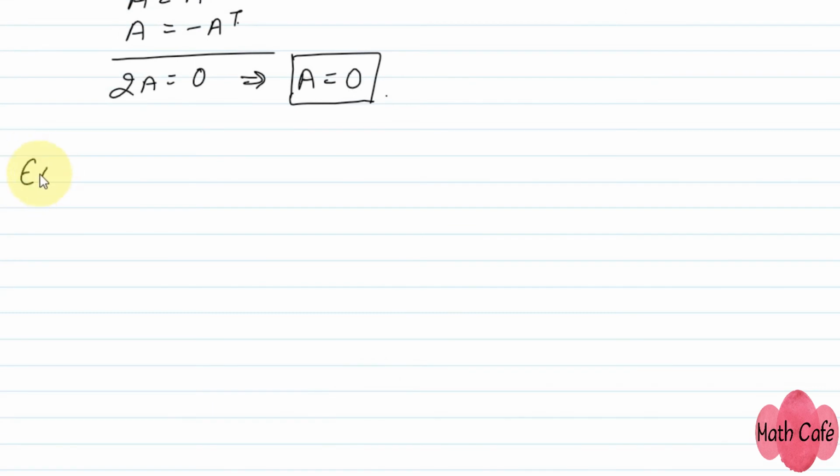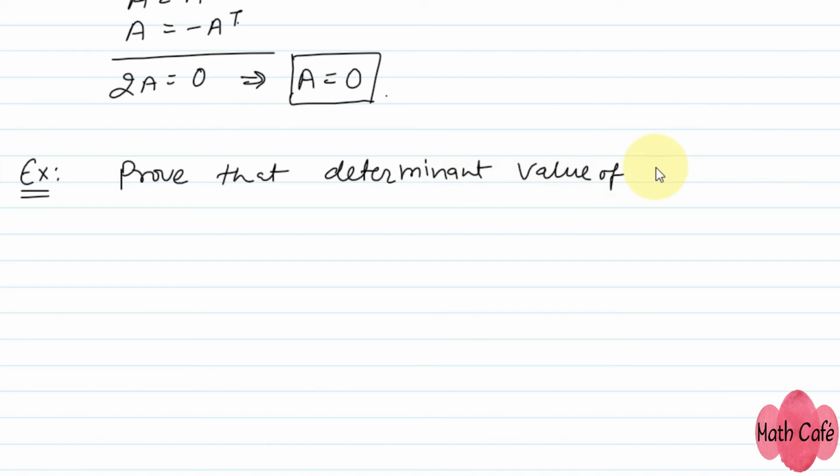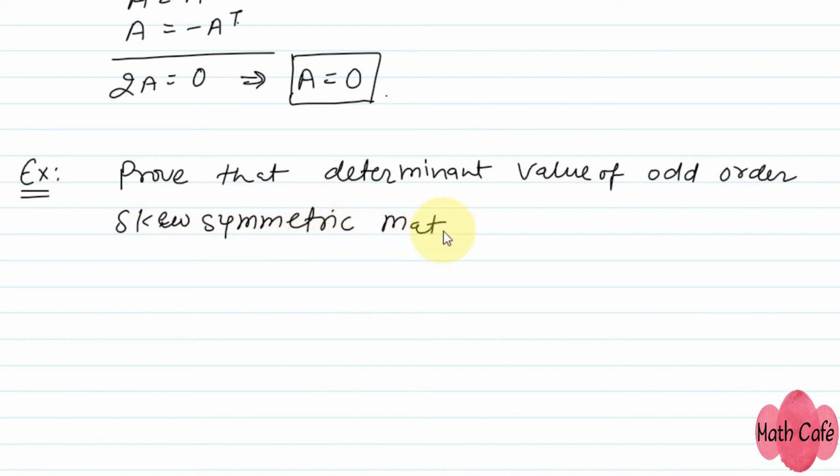In the next question, we need to prove that the determinant value of an odd order skew symmetric matrix will be 0. Alright, so let's proceed with the solutions.